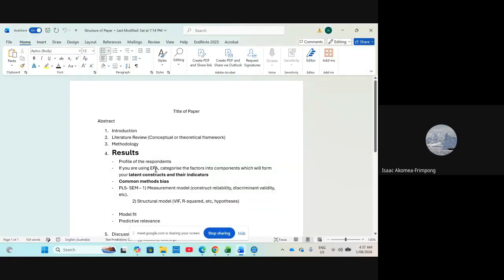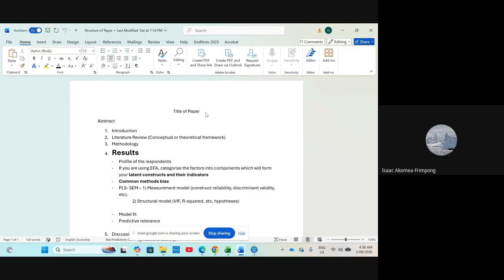Okay, so I want to just take you through something brief before we go into the work. This is the structure of your paper, your article that you are writing. I want to take you through that before we go into the Smart PLS. One thing that you need to know is that we are developing a journal article, not a book chapter, not a thesis.